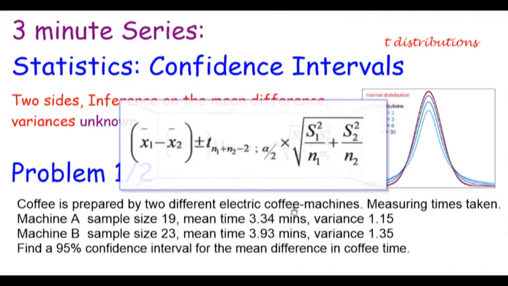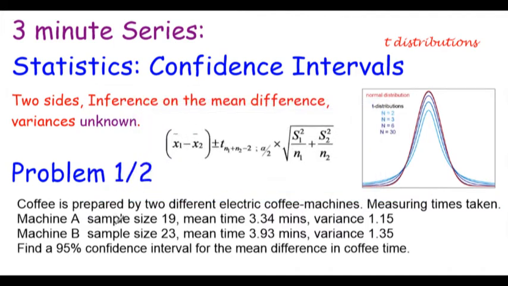Now this is a continuation of problem 1 about the coffee machines. You can see here the means are over here, and the sample sizes are here, variances are here. We have to find a 95% confidence interval of the mean difference in coffee times. And as you know, the distributions are quite similar. We are obviously assuming the populations are normally distributed as well. Okay, so let's have a look.